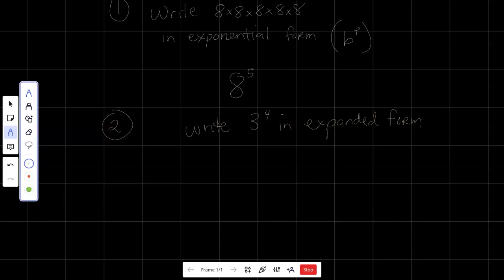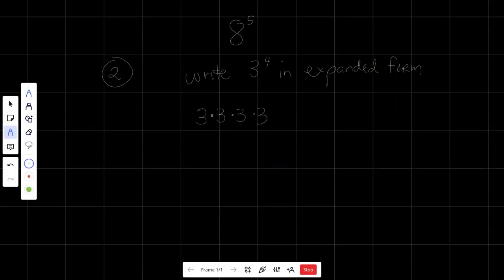And we want to go to expanded form, which is like the 8 times 8 times 8 times 8 times 8. 3 to the 4th, our base, our multiplication term, our factor is 3. And then the 4 tells us that we're multiplying the 3 by itself 4 times. So 3 times 3 times 3 times 3. So 3 to the 4th in expanded form is 3 times 3 times 3 times 3.